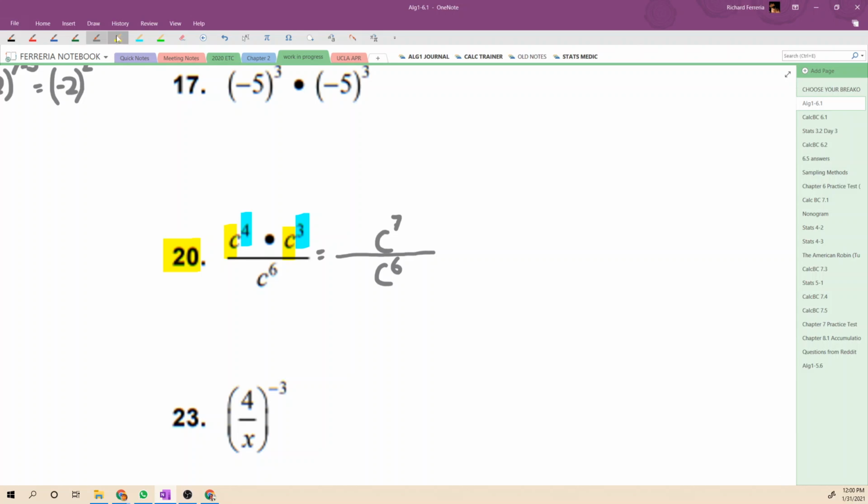Now we have the same base on the numerator and the denominator, so we can just subtract the powers just like we did in that previous problem. So this is C to the 7 minus 6 power, or just C to the 1st power.